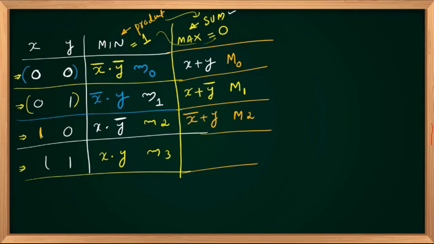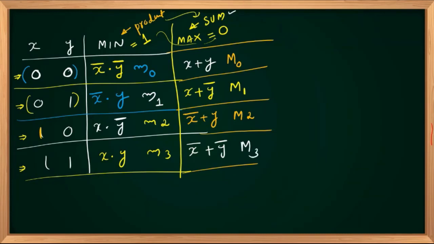Look at the last entry, where both x and y are logic 1. I should write a sum term that returns logic 0. I should add the complement of x, which is 0, OR the complement of y, which is also 0. That is my capital M3.